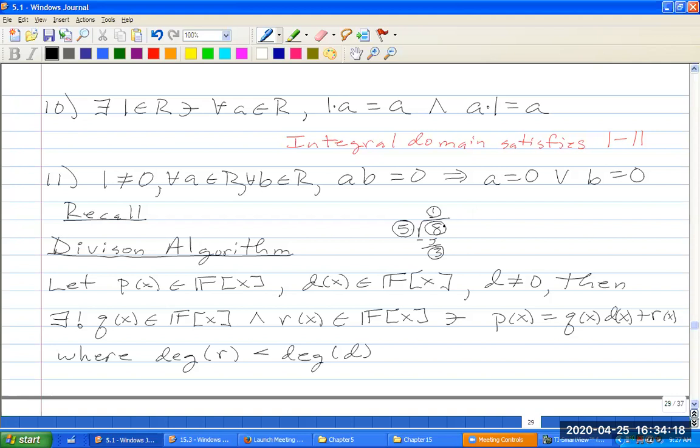Or I can say that the dividend is equal to the product of the quotient times the divisor plus the remainder.